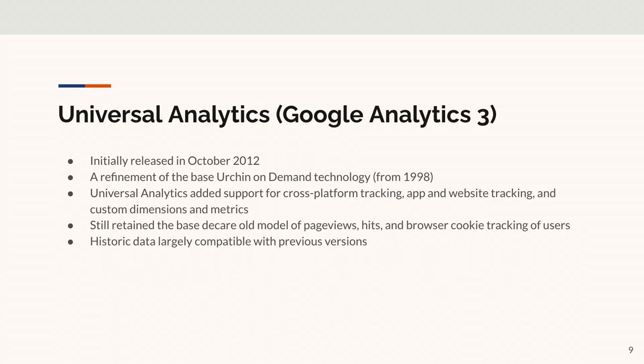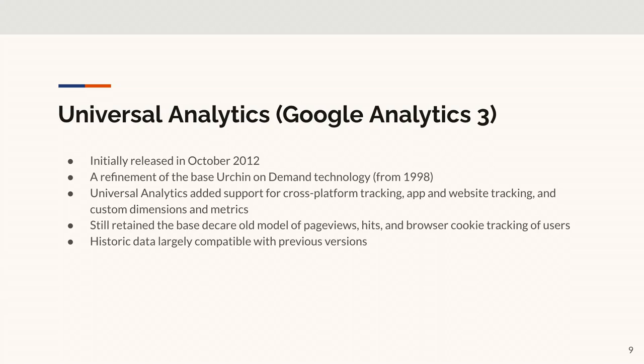So Universal Analytics. Google Analytics 3. This has been the main version, the go-to production-ready version. Almost all the stuff that you look at online about how to do things in Google Analytics talks about Universal Analytics. Initially released in October 2012, so it has been around for a while.